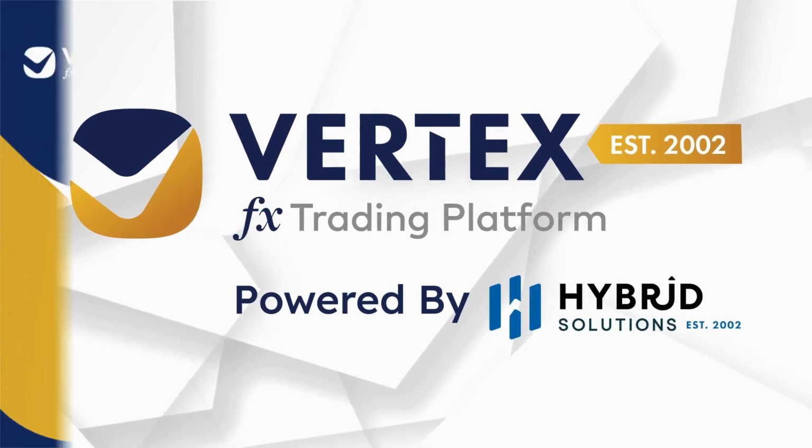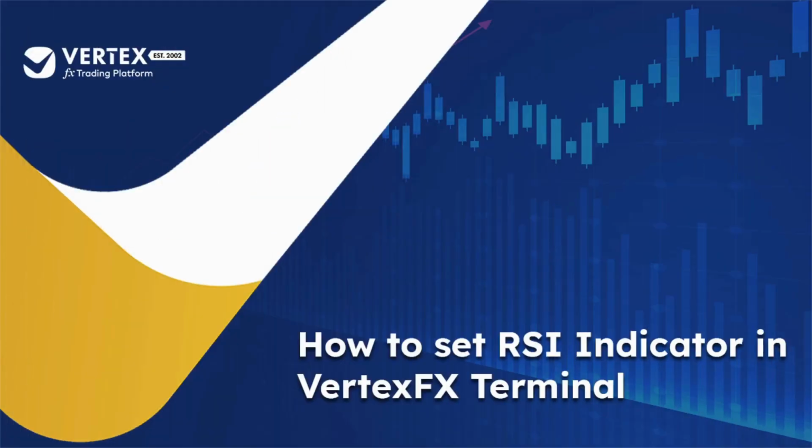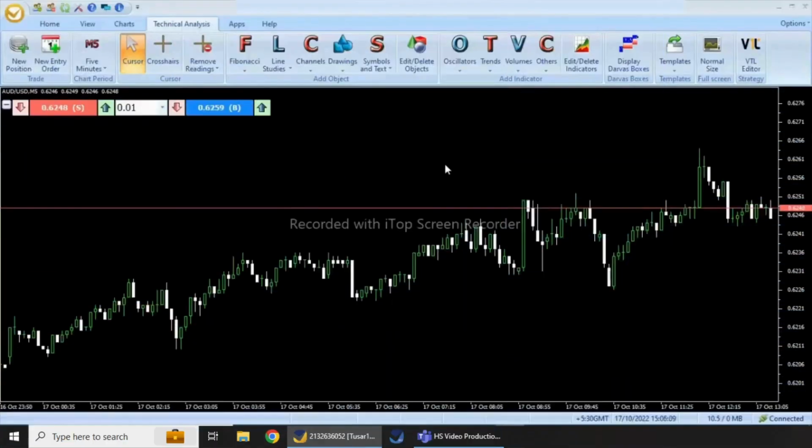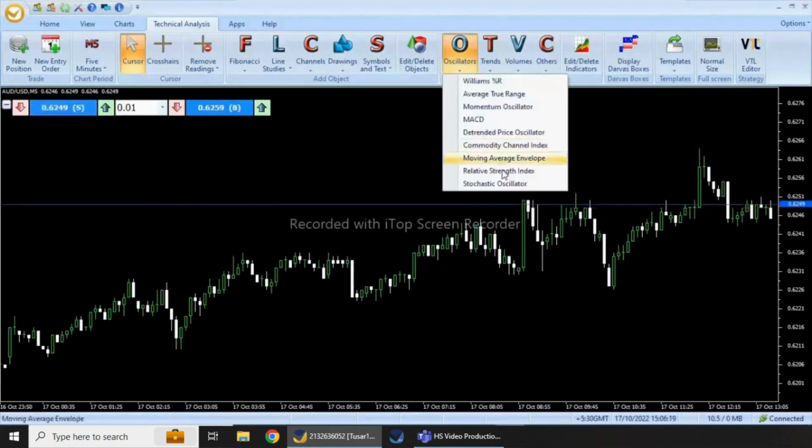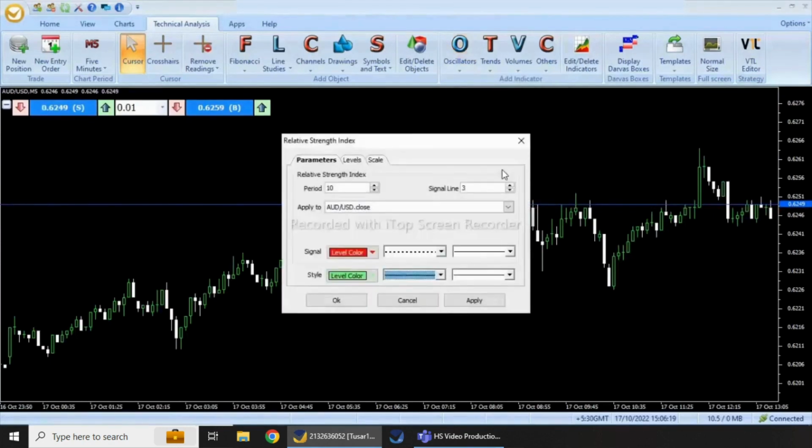Today, we're diving into the world of technical analysis, specifically, how to apply the Relative Strength Index, RSI, to your charts and understand its significance. To begin, let's start with technical analysis. You'll find it in your menu. Next, click on Oscillators. Now, look for the RSI option and click on it.